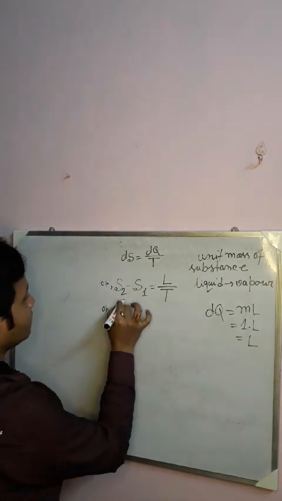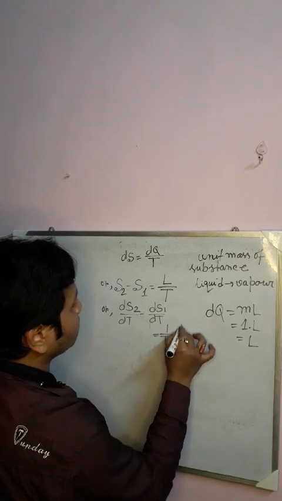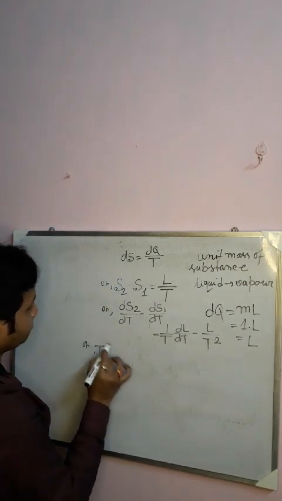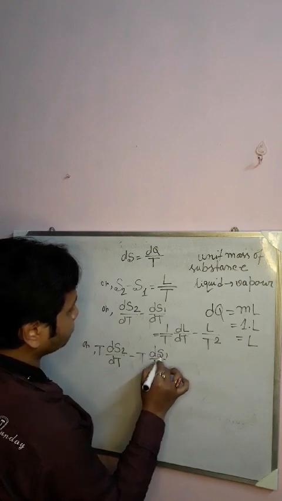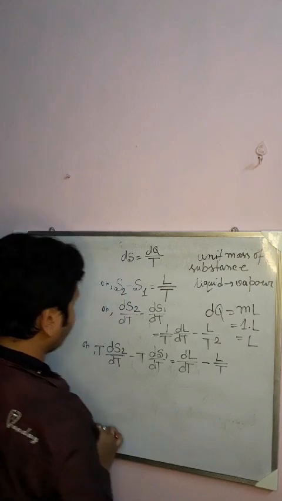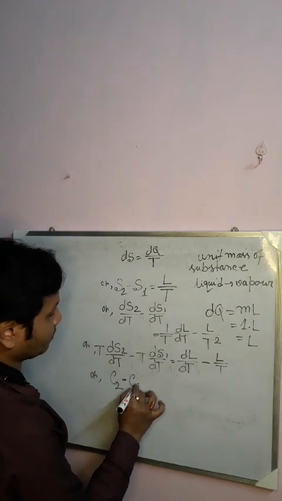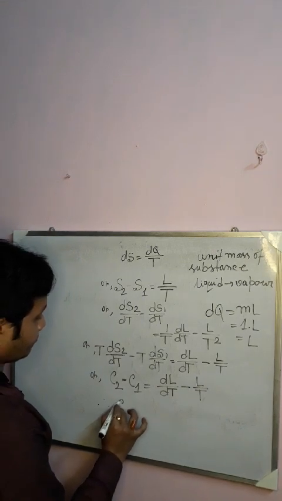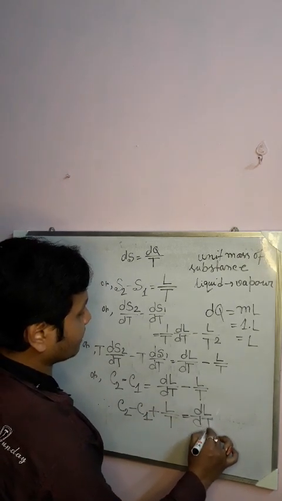Now differentiate this expression with respect to T. dS2/dT minus dS1/dT equals 1/T dL/dT minus L/T squared. Now multiply this equation by T: T dS2/dT minus T dS1/dT equals dL/dT minus L/T. This represents C2, the specific heat in the vapor phase, and C1, the specific heat in the liquid phase. So C2 minus C1 plus L/T equals dL/dT. This represents the second latent heat equation.